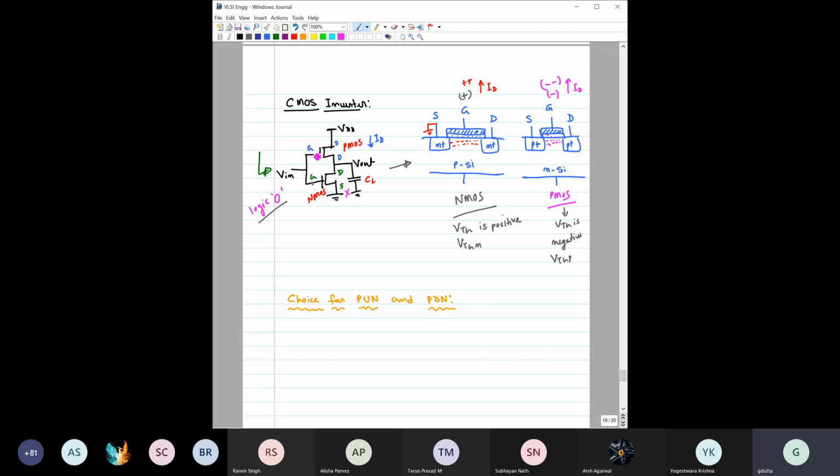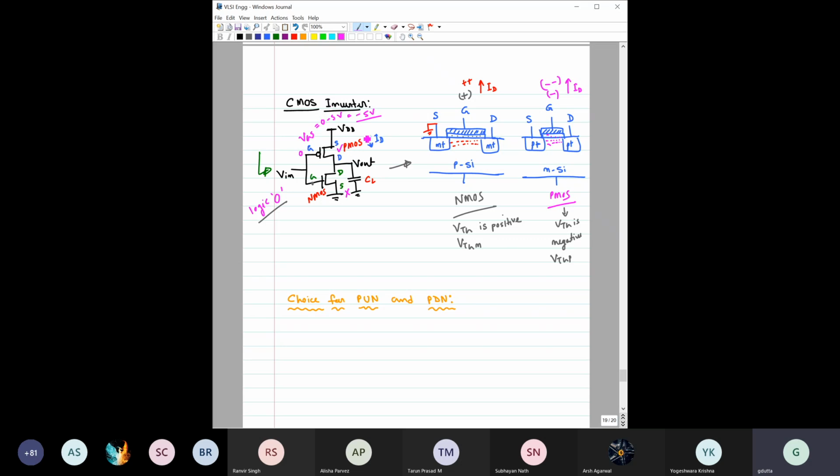Now let us see what is happening to this PMOS. You have applied 0 voltage here, so the gate is 0, and the source is VDD, say 5 volt. So VGS is equal to 0 minus 5 volt, which is equal to minus 5 volt. Its threshold voltage is negative, and as you make it more and more negative, the current will increase. So obviously this transistor is on and it can conduct current, right?